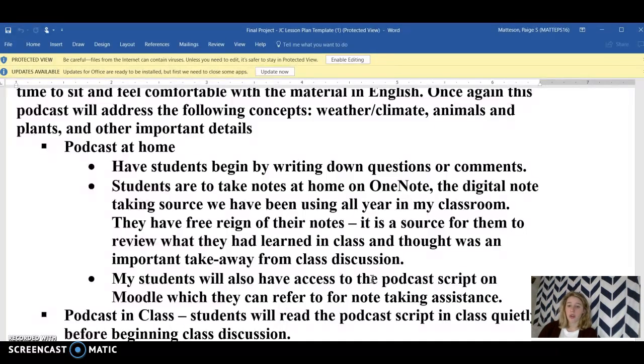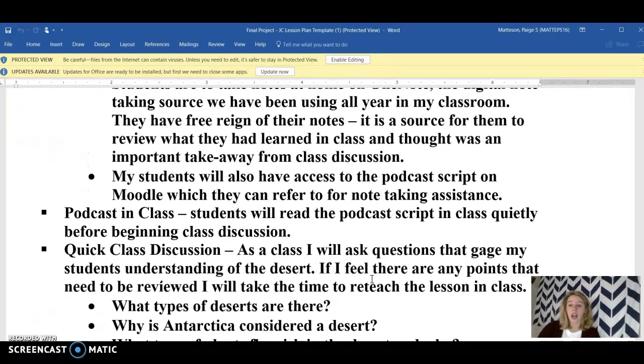They have free reign of their notes, so I don't have any structure behind it. Whatever helps them study is what I want them to take away from the class. Learn how to take their own notes. And then they will also have access to the podcast script, so that's also helpful for when they're taking notes and listening to the podcast.